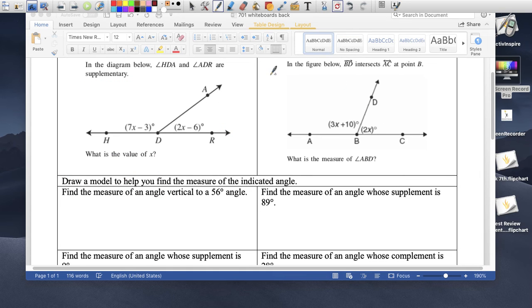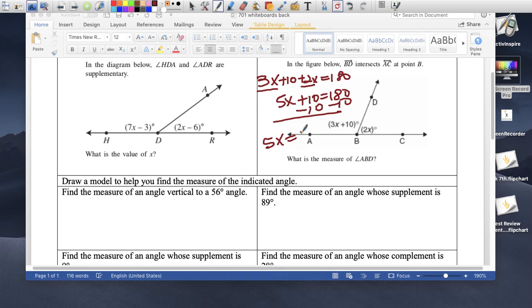Over here, again, supplementary. 3x plus 10 plus 2x equals 180. 3x and 2x is 5x plus 10 equals 180. Minus 10, minus 10. 5x equals 170. Divide by 5, divide by 5. X equals 34. X equals 34.